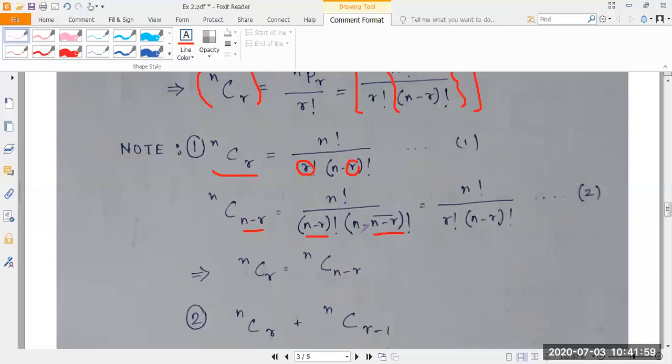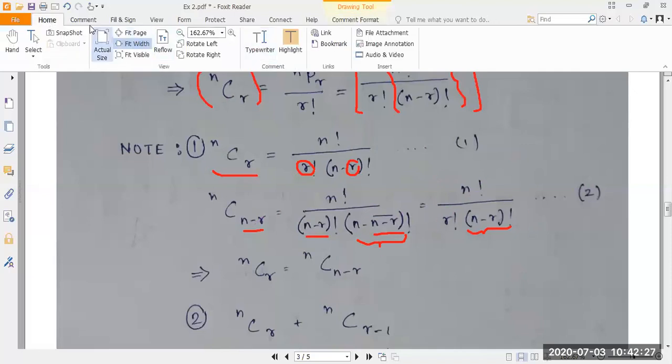If we break this bracket, then we'll naturally have n factorial by r factorial, because if we break this, we have n minus n plus r factorial. I take that r factorial before this term and I have r factorial, and I write this n minus r factorial in the later half, and I essentially find out that the expression for NCR and the expression for NC n minus r are essentially the same.